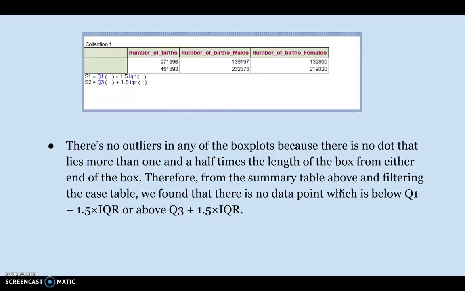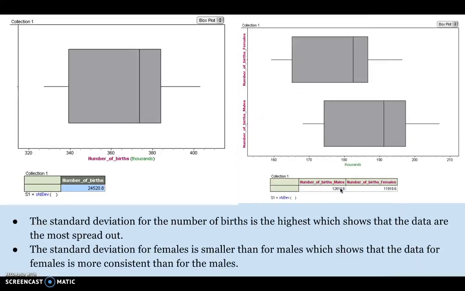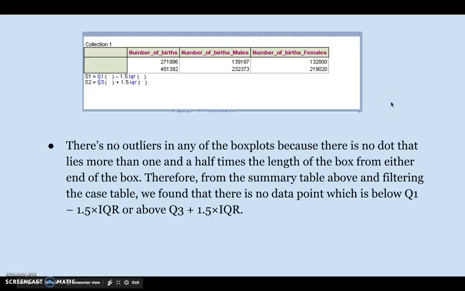And in the box plots in the previous slides, we see that there are no outliers in any of them, because there are no dots that lie more than one and a half times the length of the box from either end of the box. Therefore, there are no outliers. But just to make sure, we did some calculations in the summary table, and then we filtered our case table, and we found that there is no data point which is below Q1 minus 1.5 times IQR or above Q3 plus 1.5 times IQR.